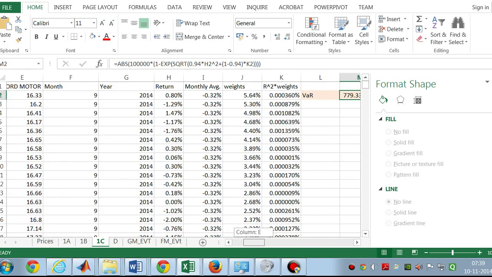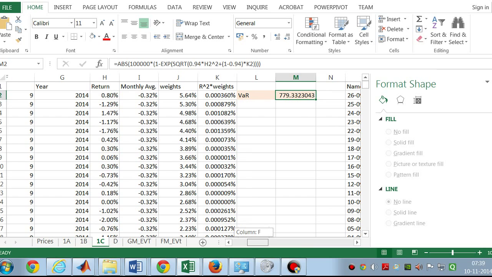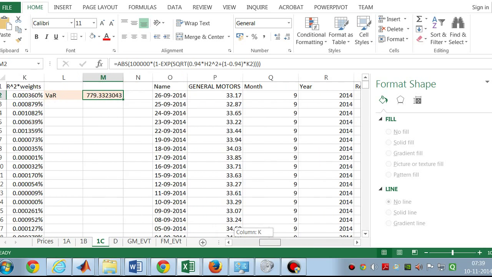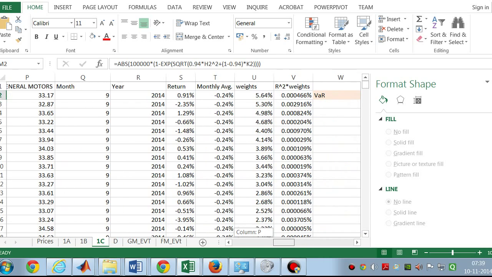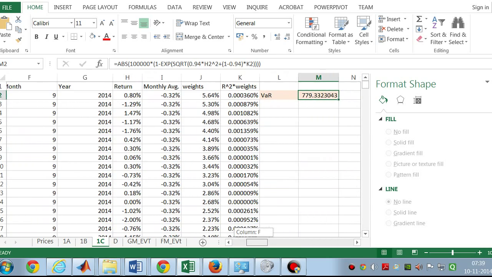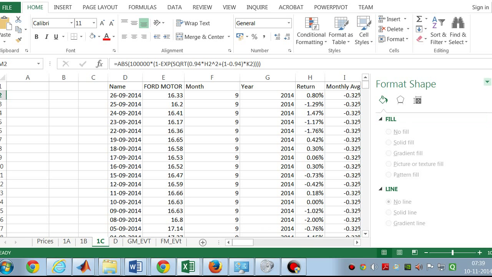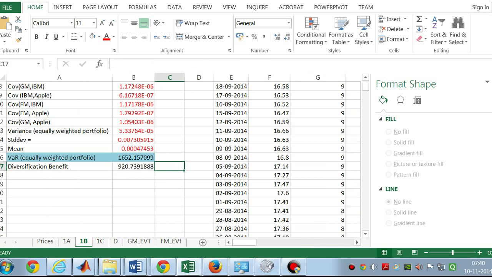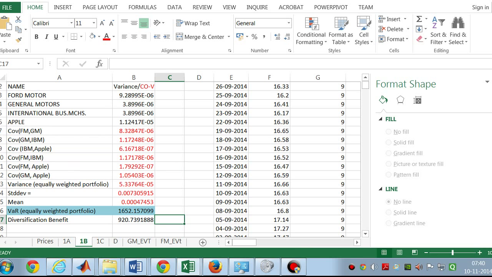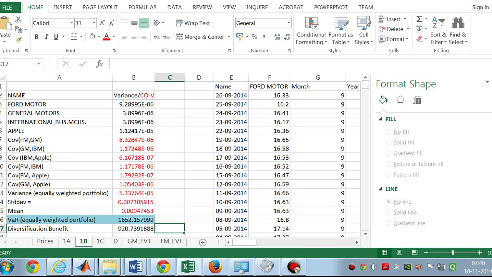So the next question, we are asked to find VAR, value at risk, using the exponentially weighted moving average. In 1b, we were doing the variance covariance. So how many covariances? For a tally, we have to know, we had 1, 2, 3, 4. So 4C2, 2 at a time, right? Weighted covariance, 2 at a time.